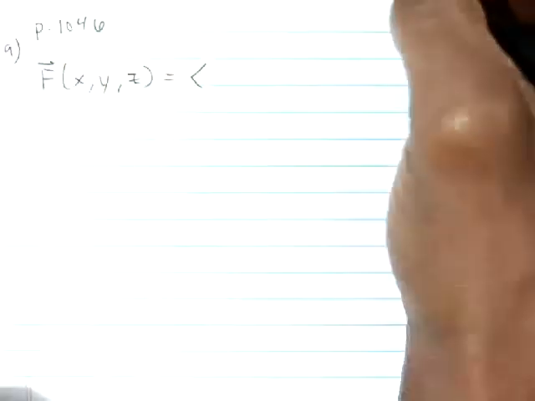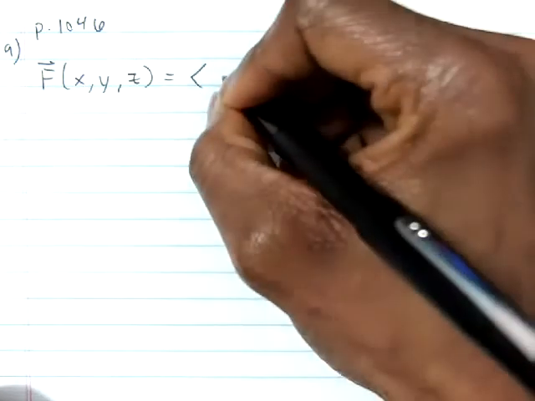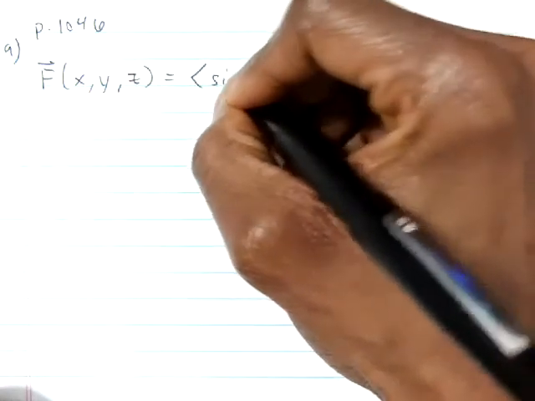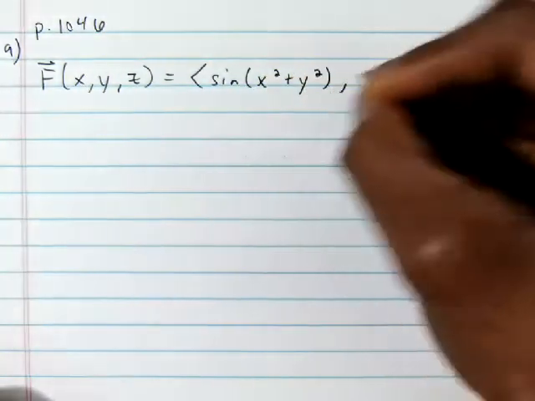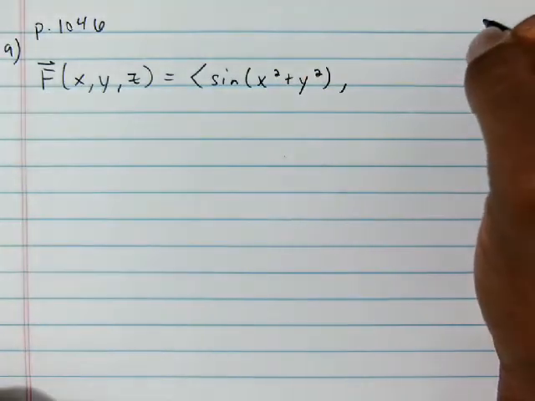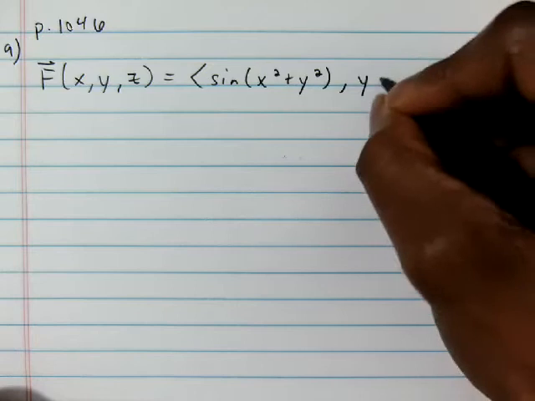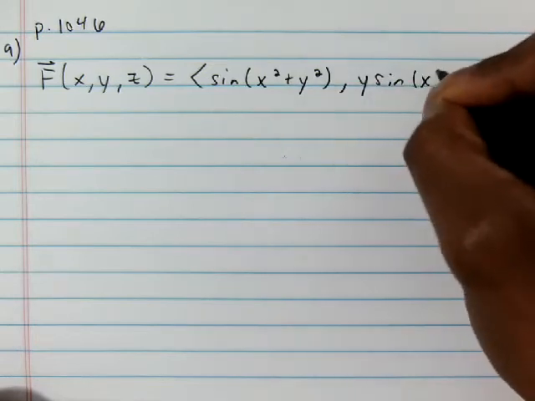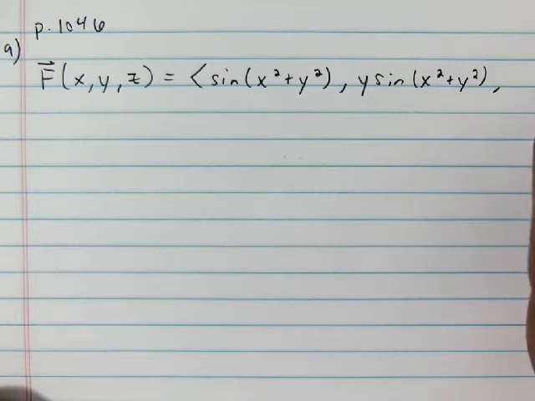our vector function f of x, y, z equals sine of x squared plus y squared as the first component. Second component is y times sine of x squared plus y squared. And the third component is just 0.